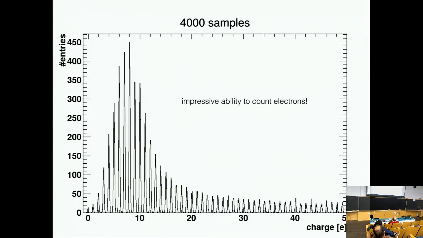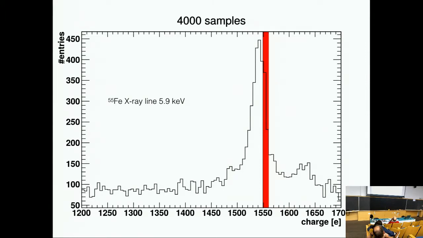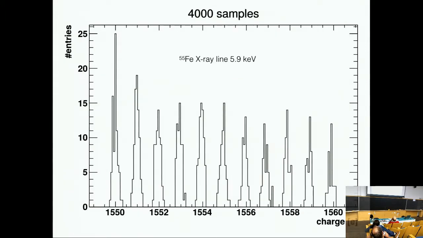And you can keep counting all the way, 40, 50 electrons. You can look at an X-ray that has around 1,500 electrons and then zoom in and count the electrons there. So because there is no gain dispersion, you can really count single electrons all the way to 10,000, right?